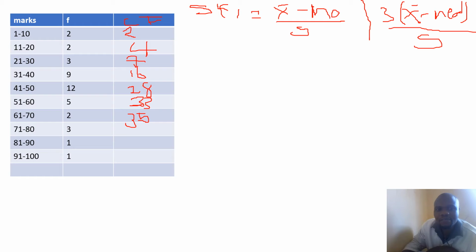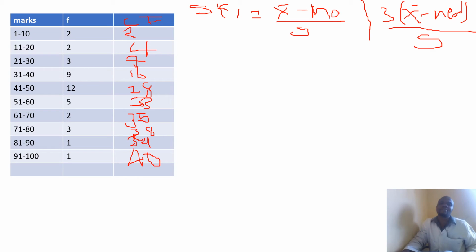35 added to 2, you get 38. Then 38 added to 1, you get 39. And then 39 added to 1, you get 40. So when we have such a cumulative frequency, we can get the median. But first of all, before we get the median, we can calculate using the first one.